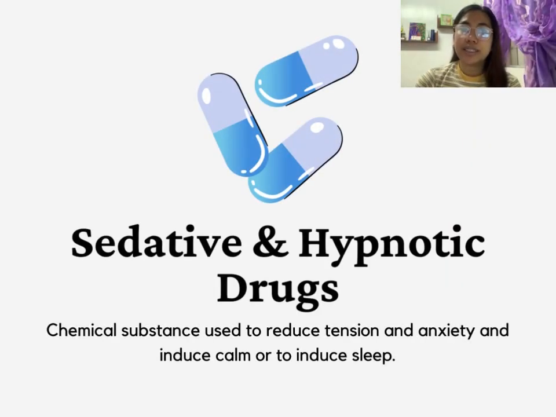The second to the last drug category is the sedative and hypnotic drugs. These chemical substances are used to reduce tension and anxiety and induce a calm or sedative effect, or to induce sleep, or a hypnotic effect.